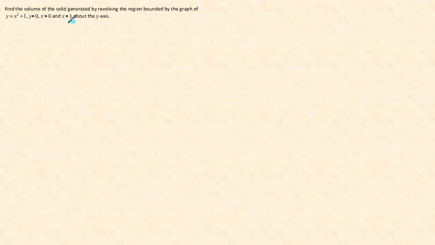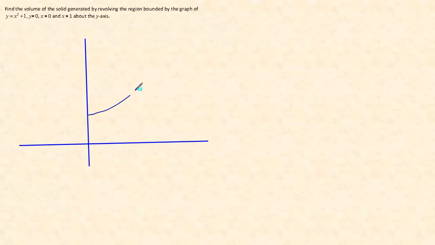Find the volume of the solid generated by revolving the region bounded by the graph of y = x squared plus 1, y = 0, x = 0, and x = 1 about the y-axis. So let's have a sketch of this, because this could be quite an awkward region to do, I think. So x squared plus 1, we only really need this limb, we don't need the bit on the other side.